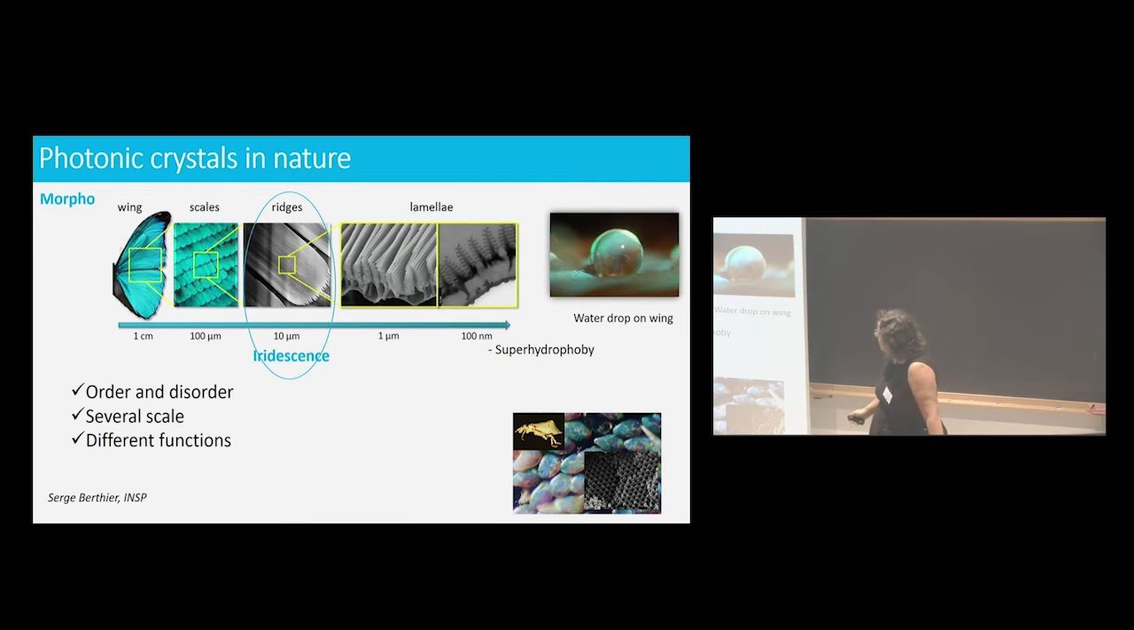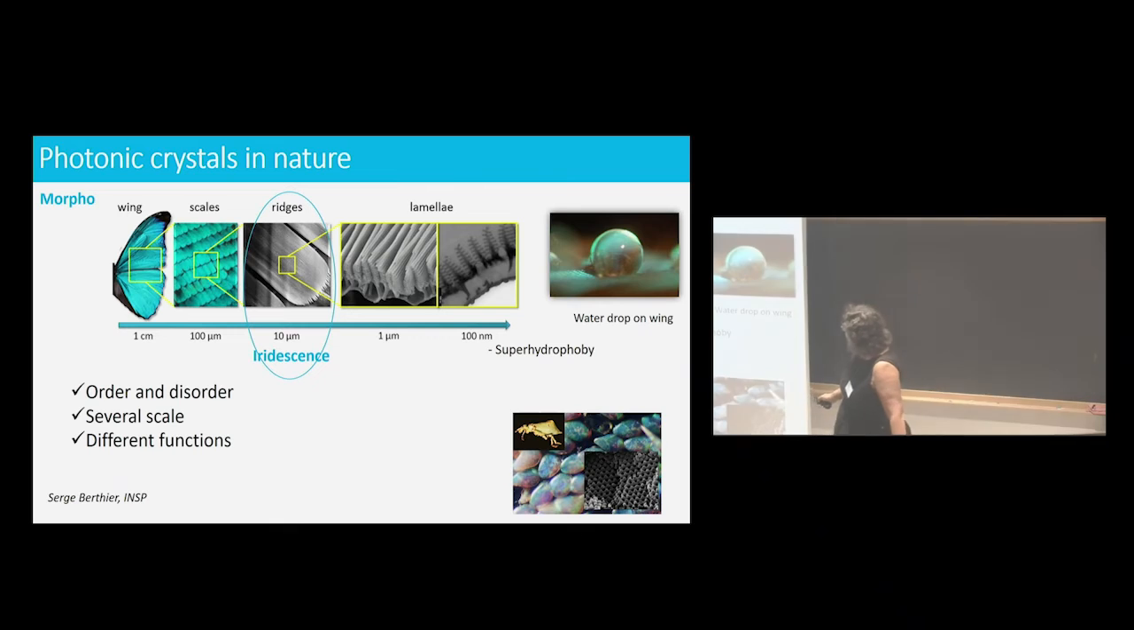In fact, the blue color here corresponds to the fact that you have wedges. So here you can see that you have lines of matter, and you can describe it either as a photonic band gap, or as interferences. We have lines, and you have a kind of weighting, and that makes the blue color. That's why when the morpho is flying, you see the color changing from violet to blue.